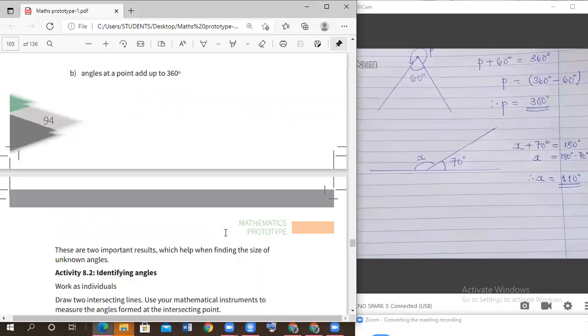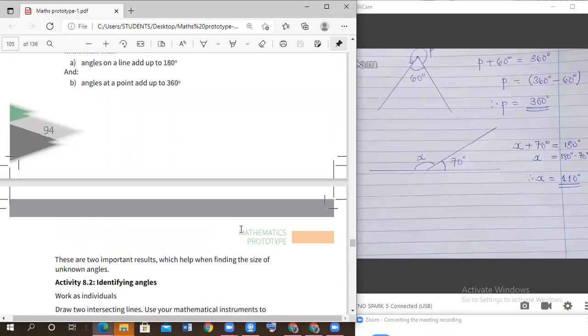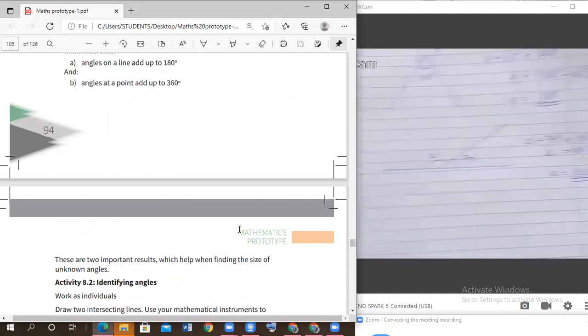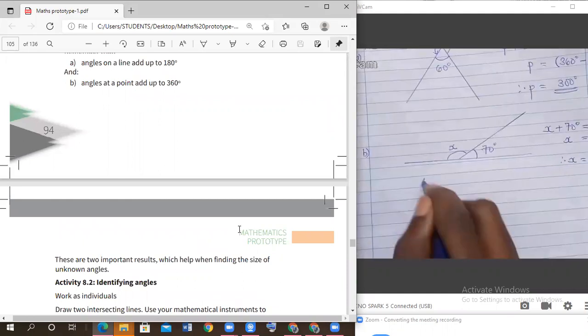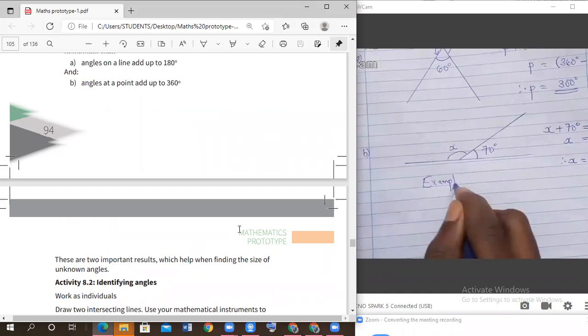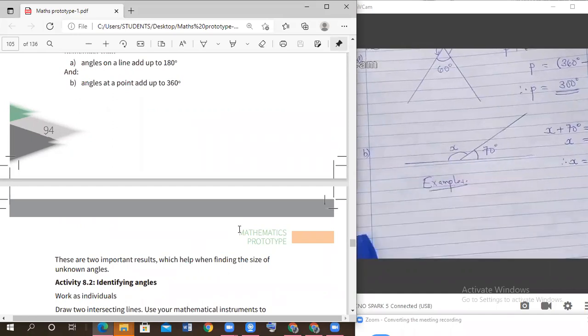Members? Yes. Maybe before we move on, let's give more examples. Examples on how we can apply these properties, on how we can use these properties.